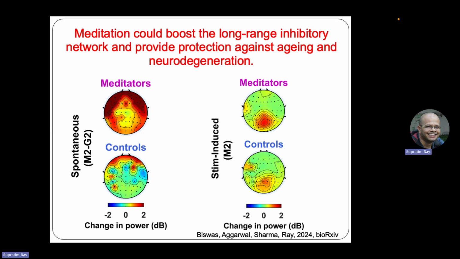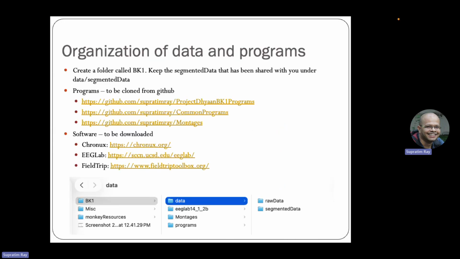So today I'm going to show you how to use the codes and the data, which will allow you to play with the data yourself. So this is how we have to do things. I shared this folder called segmented data with you. You should all have got the link, and you have to keep it within a folder called data. So this is how it should look.